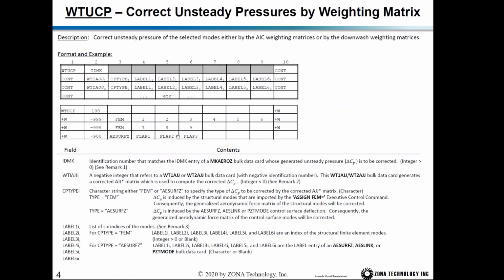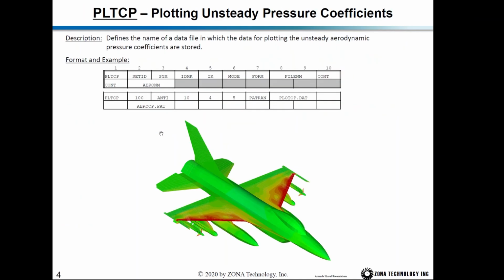And WTUCP: you correct the unsteady pressure by the weighting matrix approach. So you only correct the unsteady pressure of a particular mode. In other words, you don't correct the AIC, you correct the unsteady pressure of a particular mode. If this mode is a control surface mode, we suggest you use WTUCP to correct only the control surface mode, and so you leave the unsteady pressures of other modes untouched. Finally, you can use CP to plot unsteady CP.